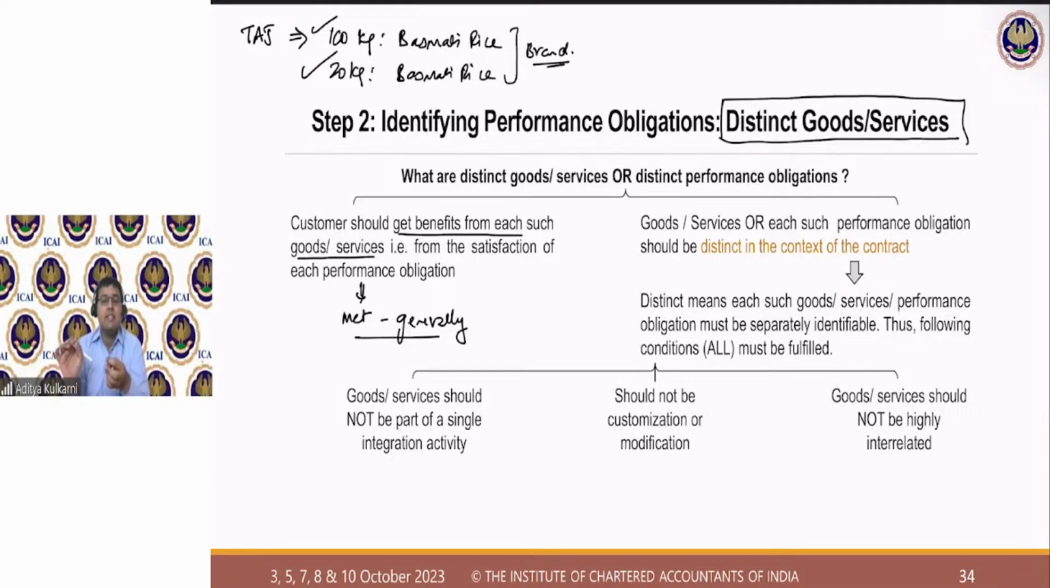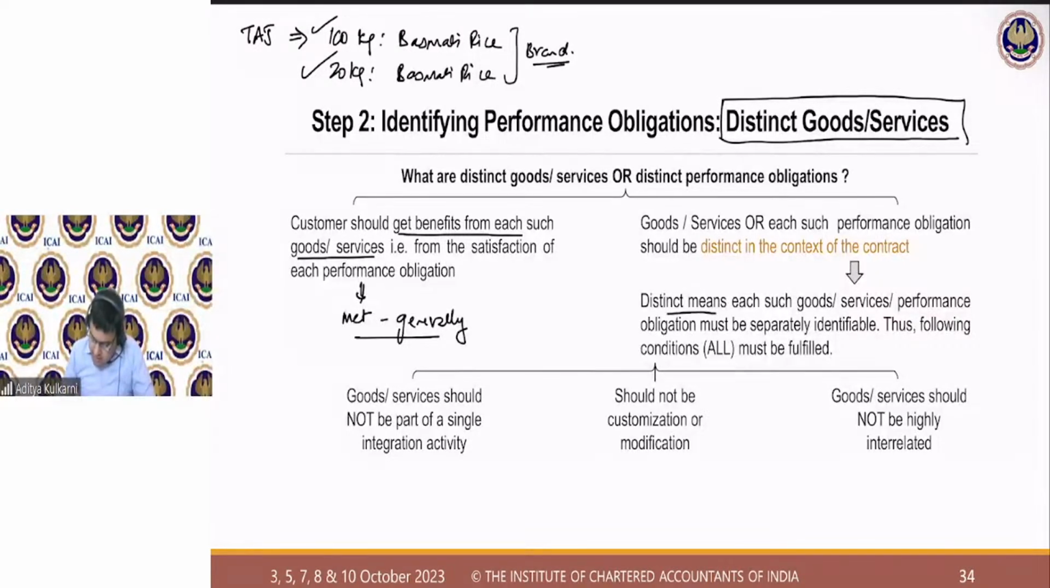It's distinct in the context of the contract. It's not different goods and services. Different is not what we are talking about. It's distinct goods, distinct services. Now, what are the next set of conditions that you have to look at?